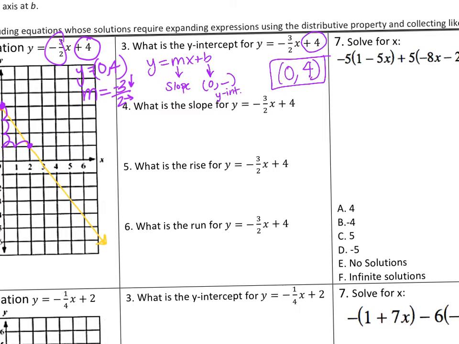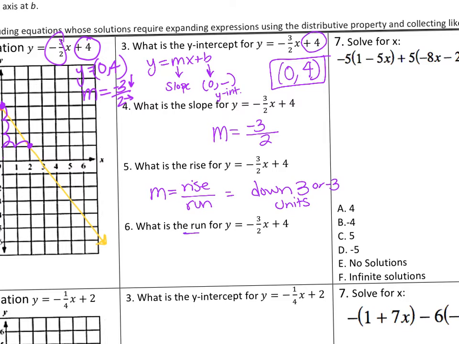Number 4 says, what is the slope for the same equation? And we know the slope is negative 3 over 2. What is the rise for y equals negative 3 over 2? Remember, slope is rise over run. So the rise would be down 3 units, or -3.